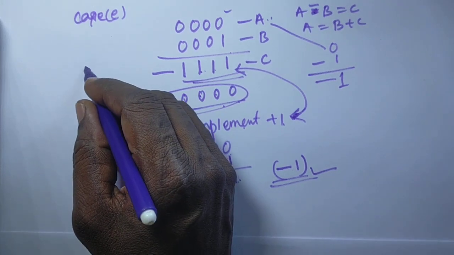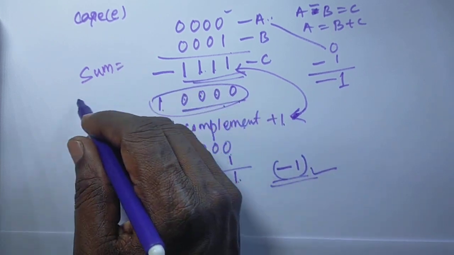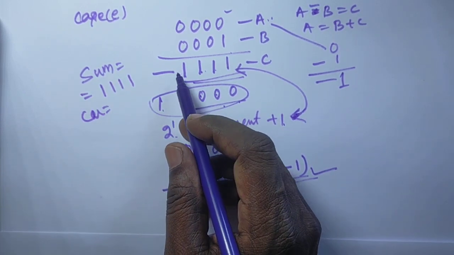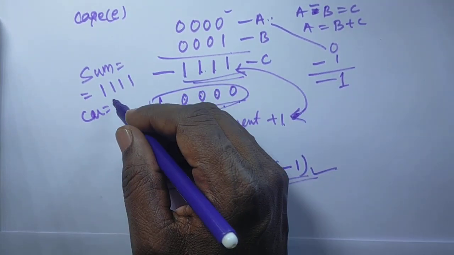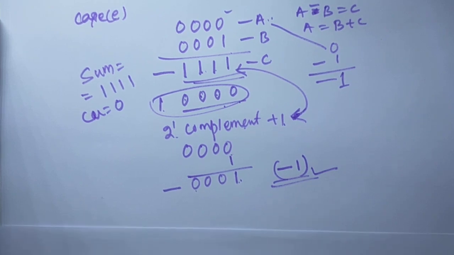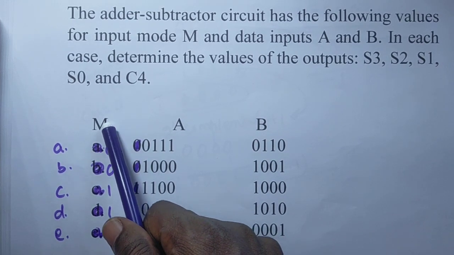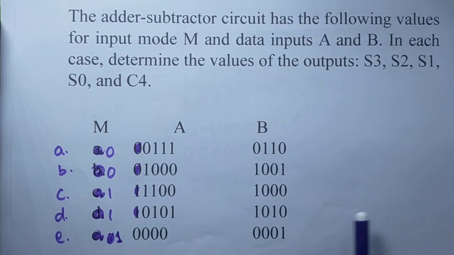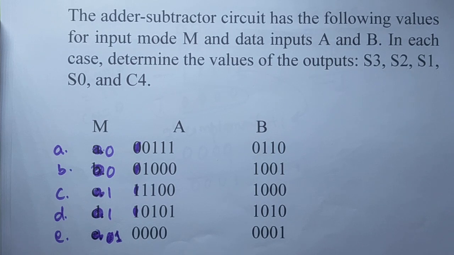Now we see the same thing. What is the sum? That is 1, 1, 1, 1. And the carry bit Cout: since 1 is borrowed, it is considered negative, so we can consider it 0. In this way, whether it is considered for addition or for subtraction depends entirely on this mode value. Very simple: if mode is 0, then we add. If mode is 1, then we subtract. I explained this particular problem, so today I complete it. I hope all of you understand this problem.